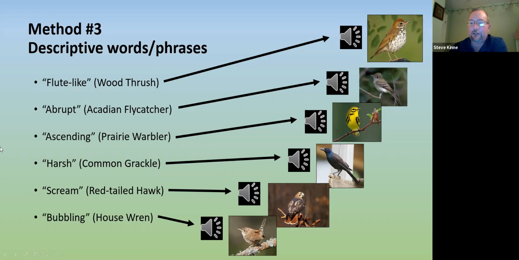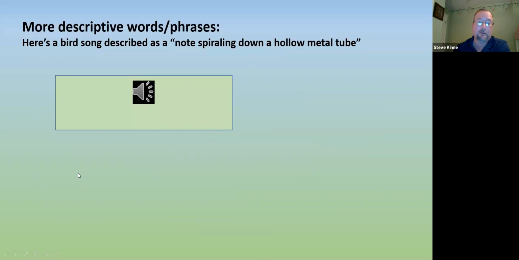The problem with it is, again, people hear different things and they describe it in different ways. There's no standard set of descriptive words out there. So this is a little subjective and a little bit fuzzy, for a lot of people, as opposed to the mnemonics, for instance. I'm gonna give you a couple of other examples though.